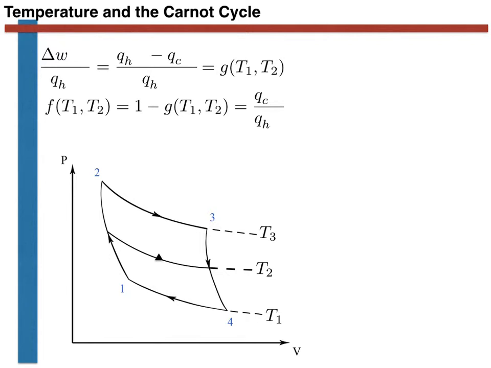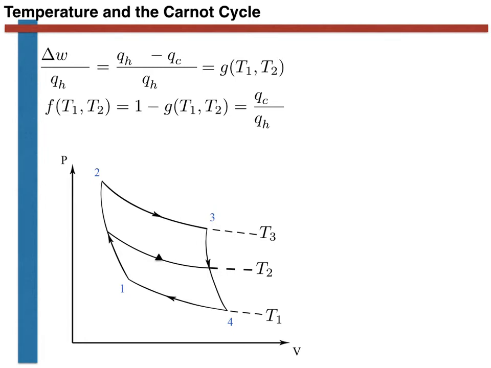We can work out that this function f must be equal to the amount of heat transferred from the gas inside the piston to the heat sink, which is at temperature T1, divided by the amount of heat the gas inside the piston absorbs from the heat bath, which is at temperature T2, through some manipulations of the middle term in the equation at the top of this slide. In other words, f of T1, T2 is equal to QC divided by QH.